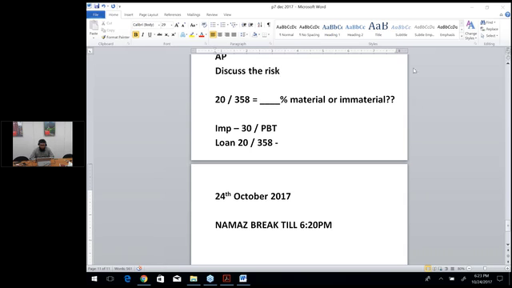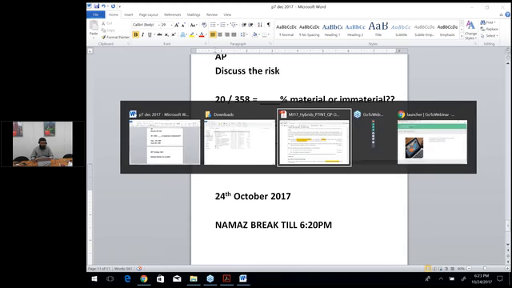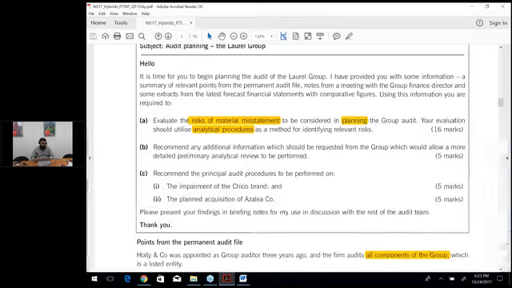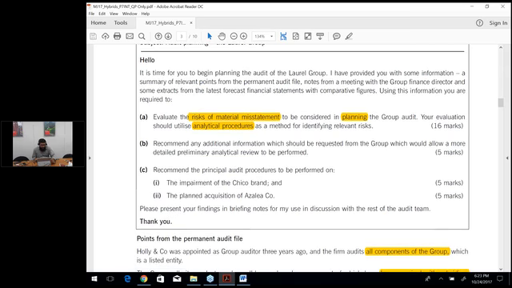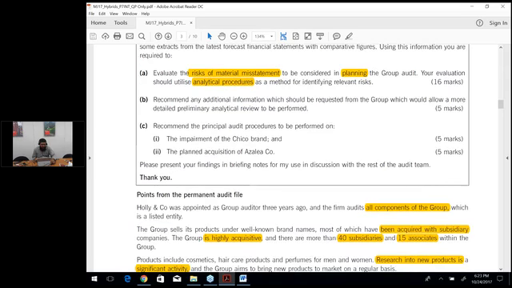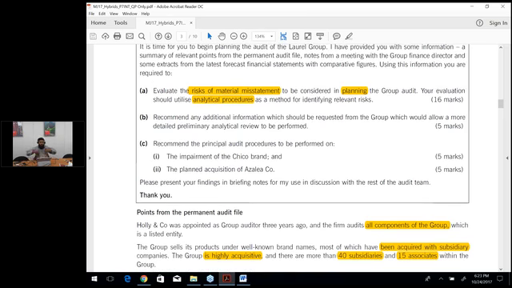Okay, welcome back everybody. We are going to resume where we left off yesterday. If we come to this question of March, June 2017, the question had three requirements. One of them was to evaluate the risk of material misstatement to be considered in planning the group audit. Your evaluation should utilize analytical procedures as a method for identifying risk. We did that yesterday, and we also had an analysis of how the marks are granted in this question. So we did the entire question.